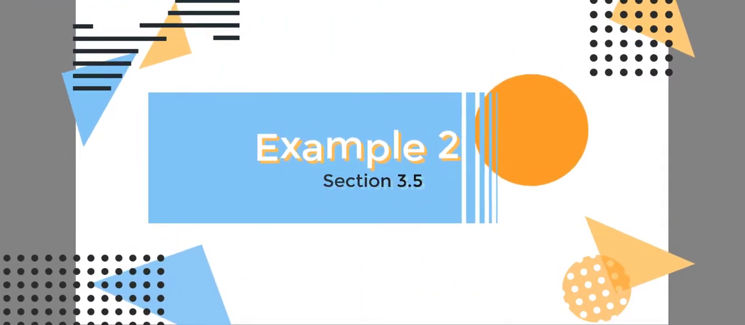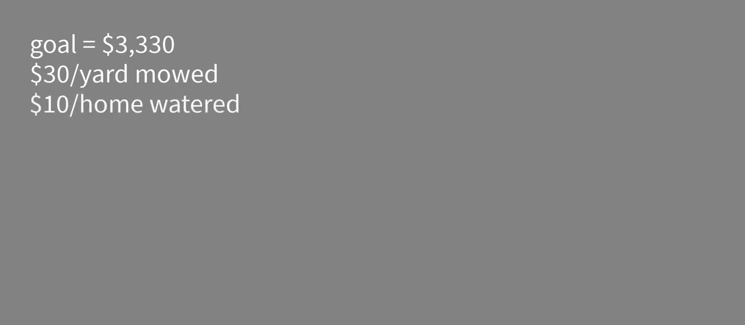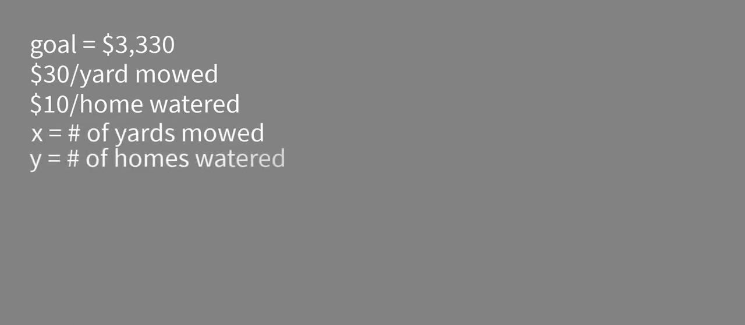In example 2, we're given that Lena wants to make $3,330 doing landscaping jobs over the summer, charging $30 per yard for mowing and $10 per home for watering the plants and trees. If X equals the number of yards mowed and Y equals the number of homes with plants that are watered, we want to know what is the standard form of the equation. And then we're asked to find the X and Y intercepts and interpret them and then graph the equation.